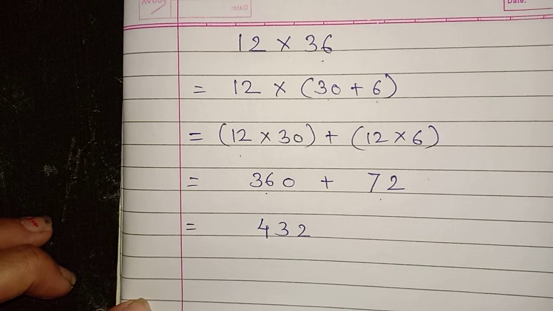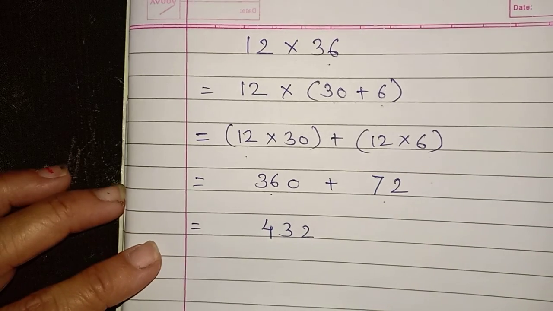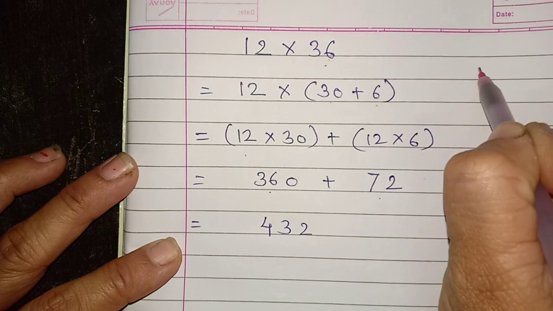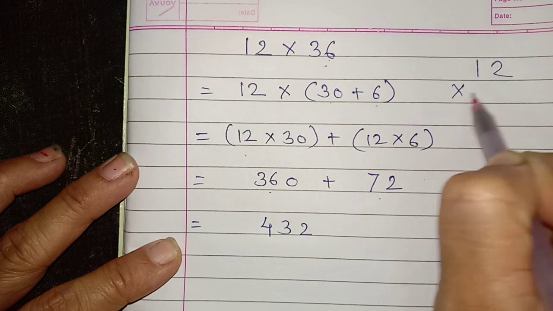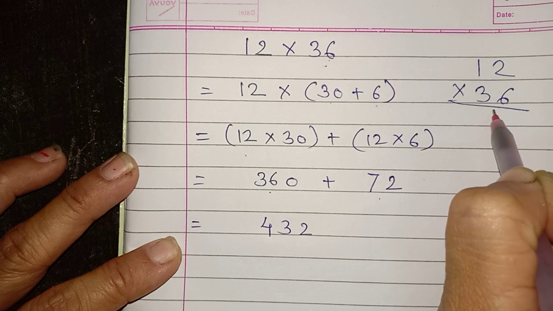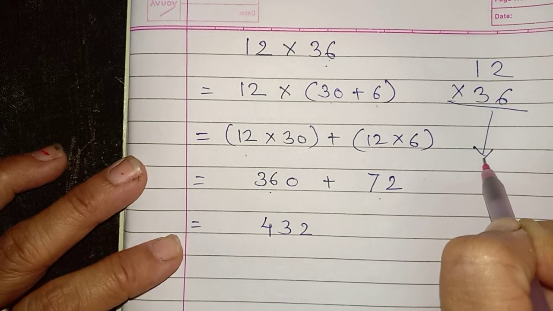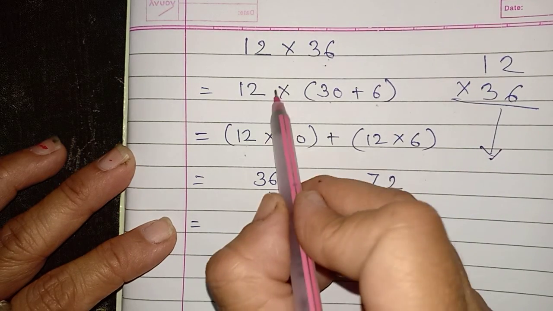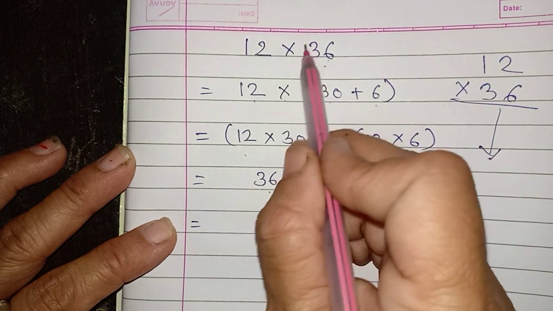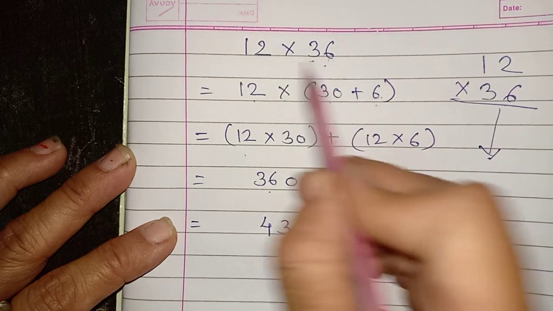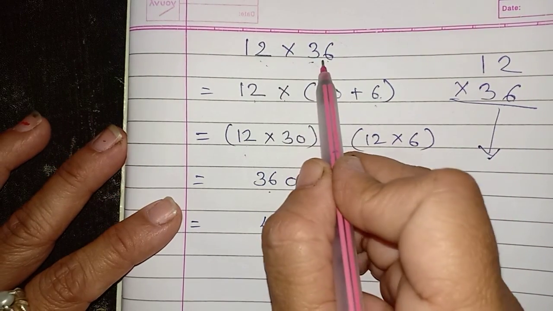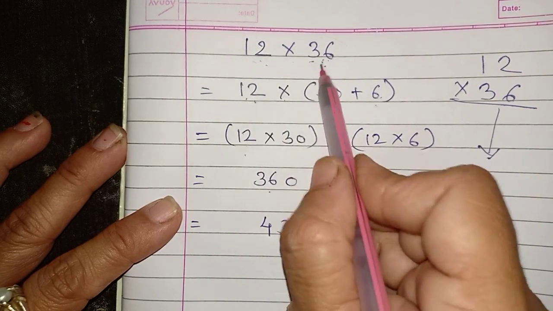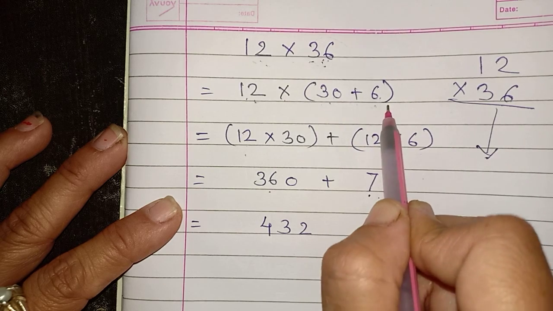Now let's see the distributive property. Here I have taken one example, 12 into 36. If we do this example the regular way, it will take a long time. So now let's see how to solve this sum using the distributive property. Now 12 into 36 can be written with 36 as 30 plus 6. You can take any number. I have taken 36, so 12 I have written as it is, and 36 can also be written as 30 plus 6.